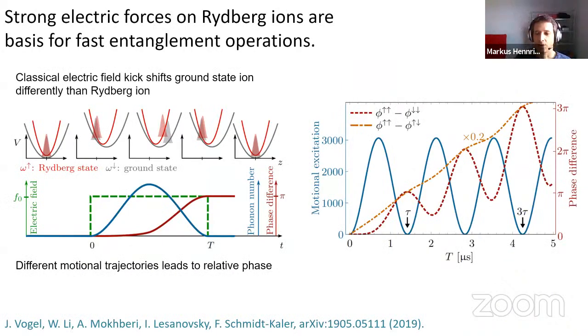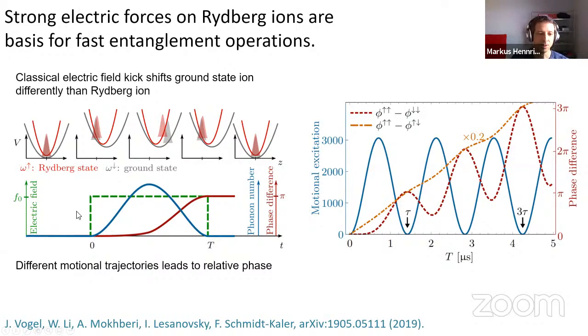Okay, it's not the only gate that is possible with Rydberg ions, and here just to give you a little bit of an idea what else is possible in such a Rydberg ion string. I told you that the Rydberg state has a different trapping potential than the ground state due to the strong polarizability of the Rydberg levels. And there was a proposal by the Mainz group from Ferdinand Schmidt-Kaler and co-workers to actually use this different trapping potential for strong state-dependent forces.